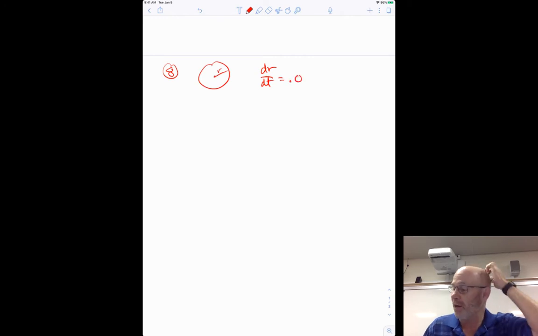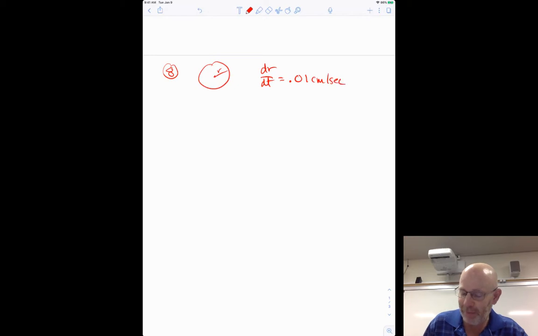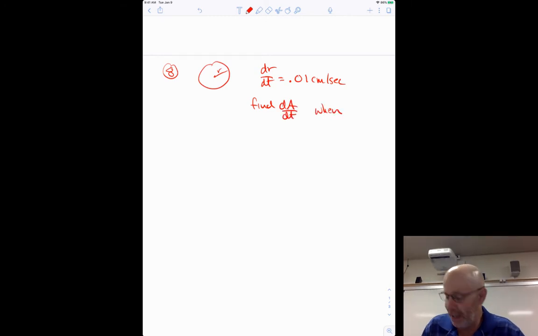I always write these numbers down when I'm doing it too. It's 0.01 centimeters per second. Sometimes we have to be careful about units. Sometimes they switch them on us in the middle of a problem, so just be careful. At what rate is the plate's area increasing? So that's the rate of area, dA/dt, when the radius is 50 centimeters.